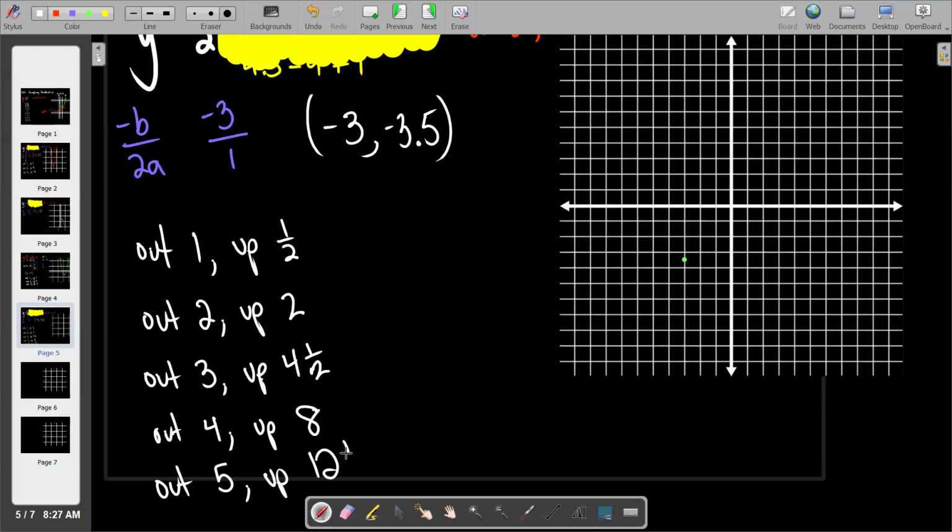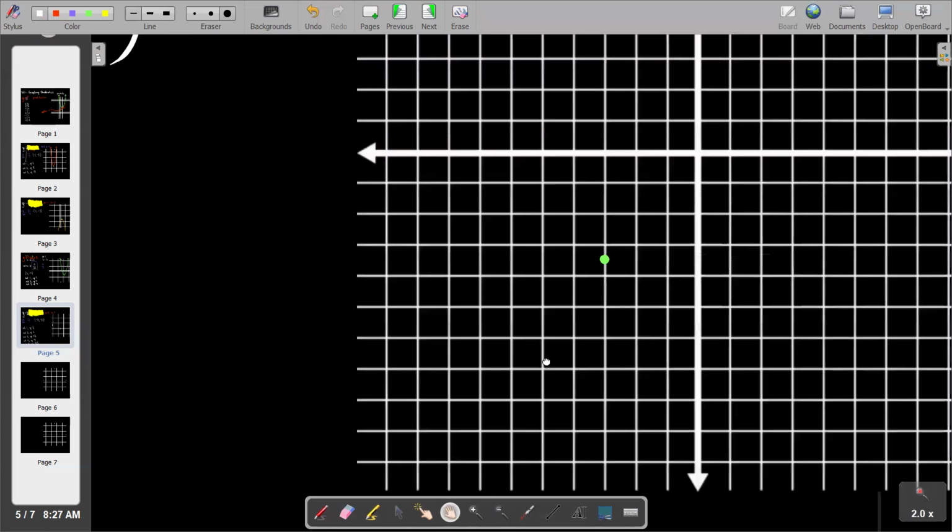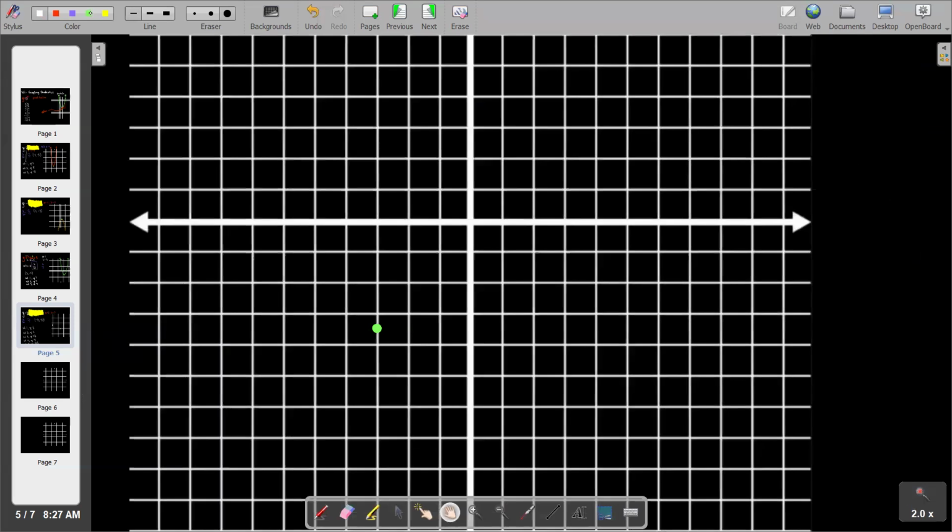12.5. So we should have plenty of real estate to graph a buttload. It's not a mathematical term, a buttload of points. So here we go. I'm going to zoom in. You wrote all this stuff down, I presume. So I'm going to get in there and get a good close look at my graph and let the games begin. So let's plot some points.